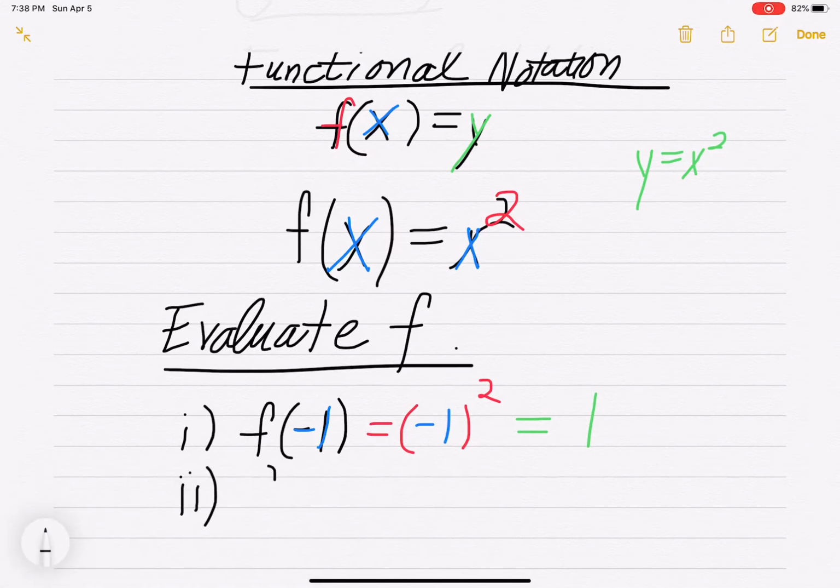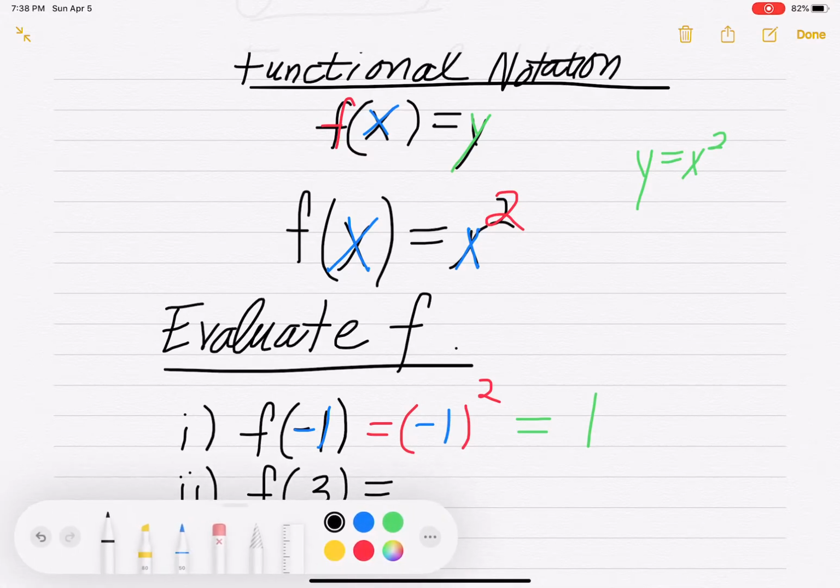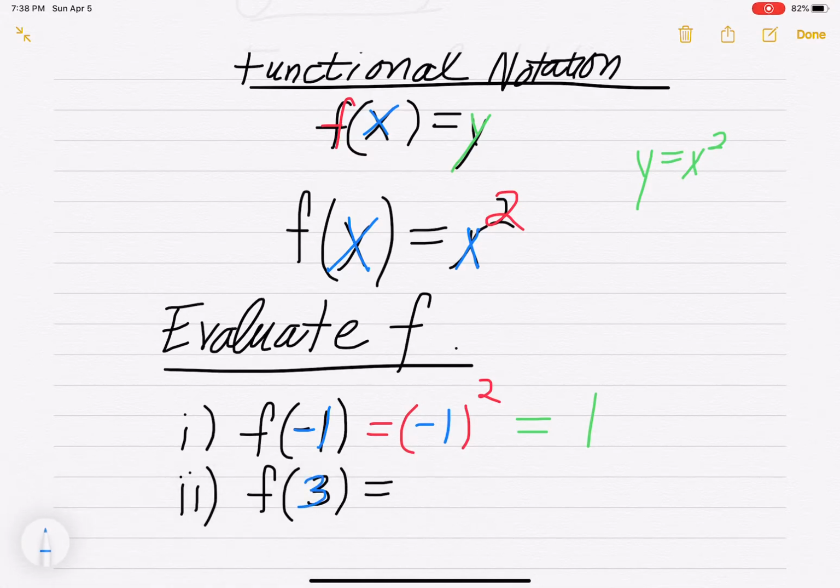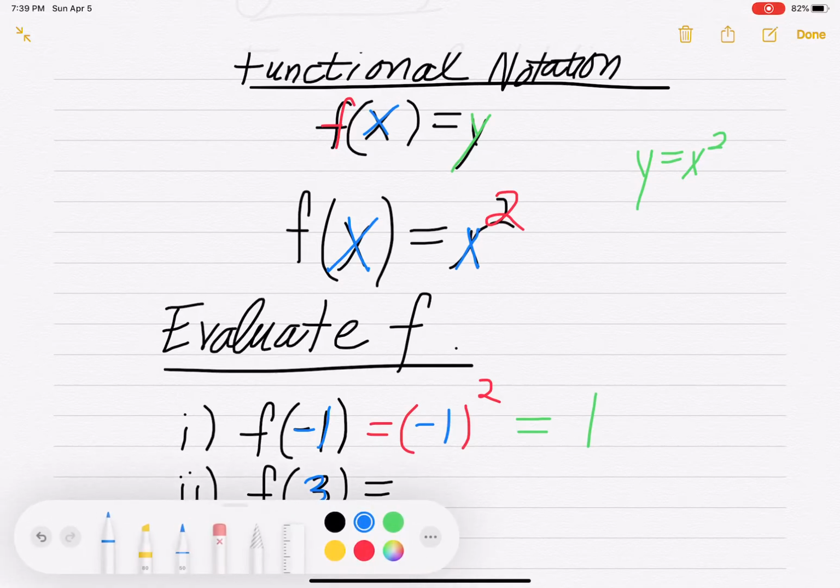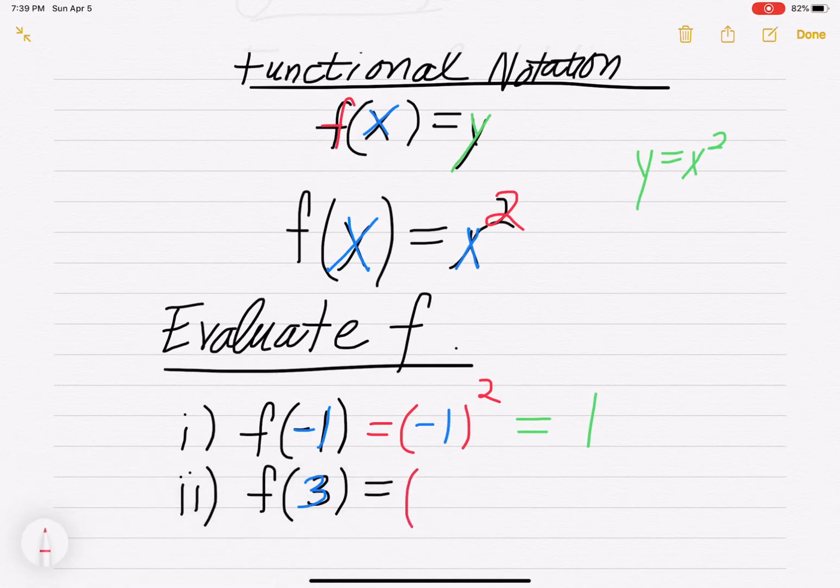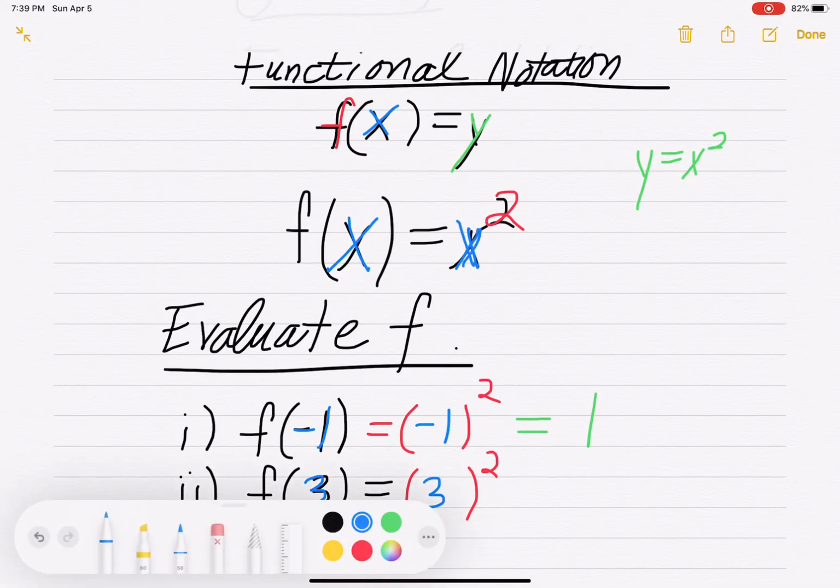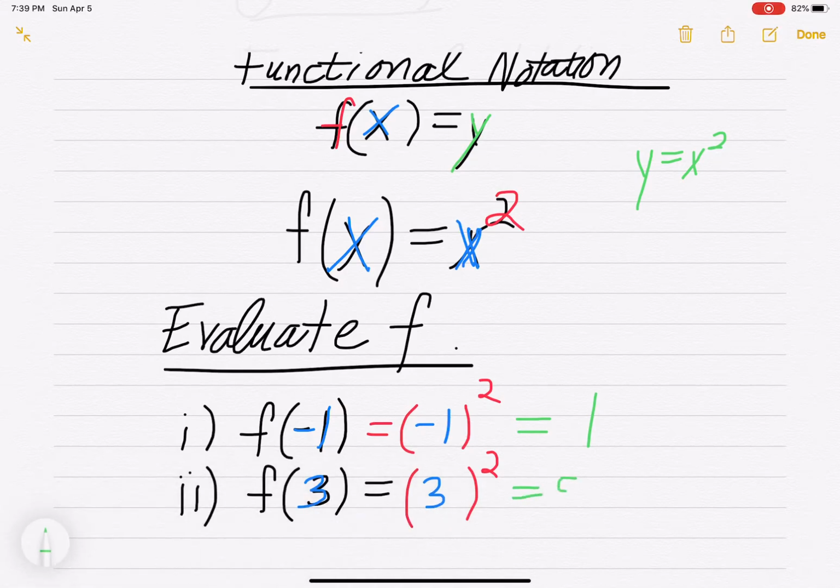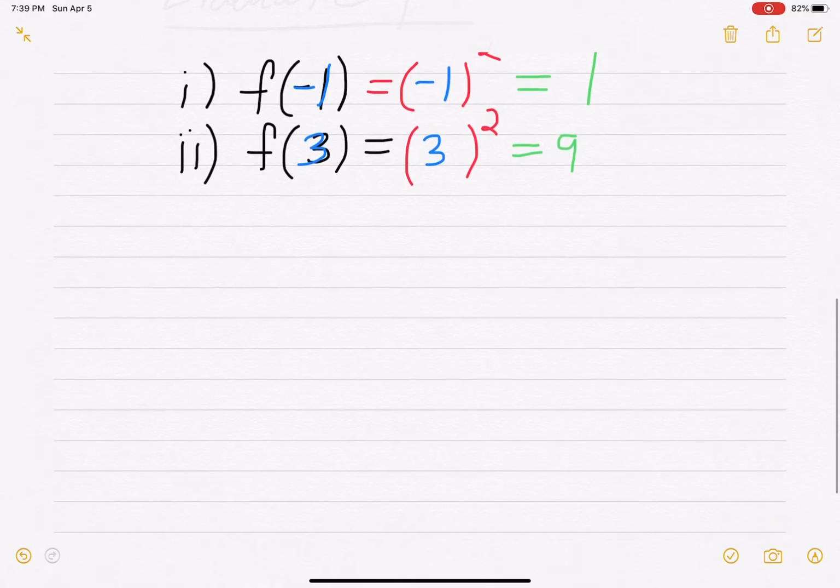So let's do another one. If I wanted to find f of 3, for example, I'm just going to take 3 and plug it in. So here's my template. I'm going to do blank squared, and in place of the x, once again, we're going to get a 3. So we're going to get 3 squared equals, well, 9, right? And you can just keep plugging in numbers if you wanted to. So that's the idea.